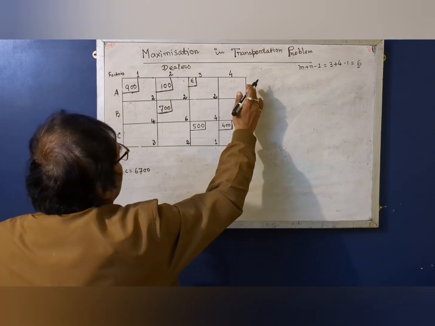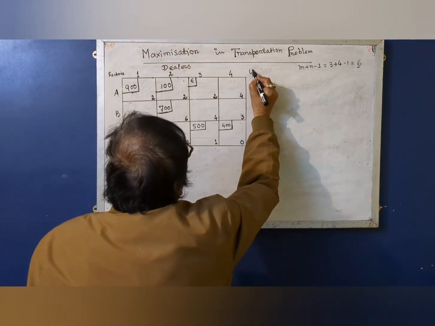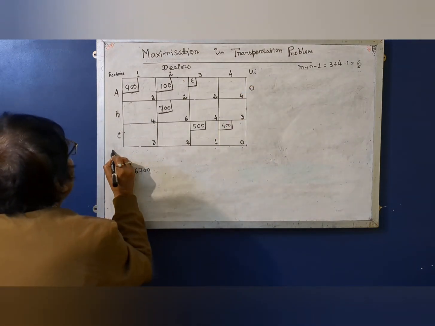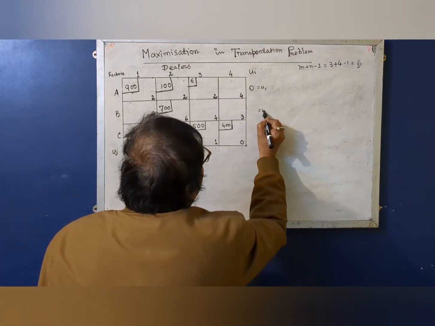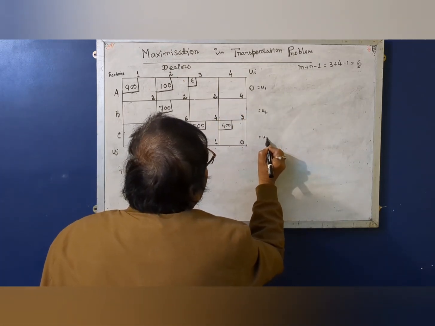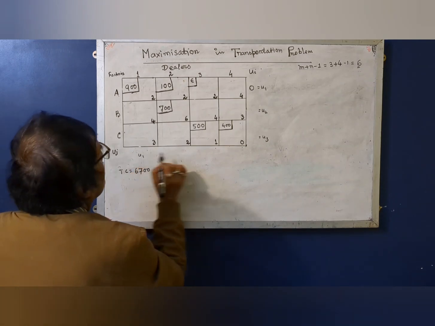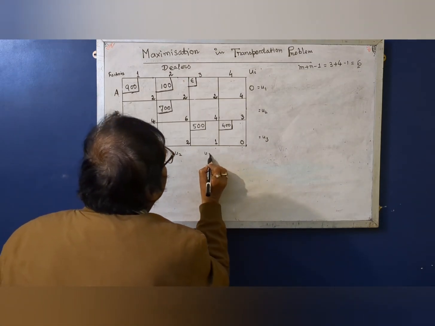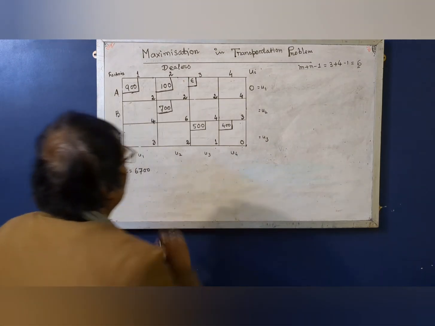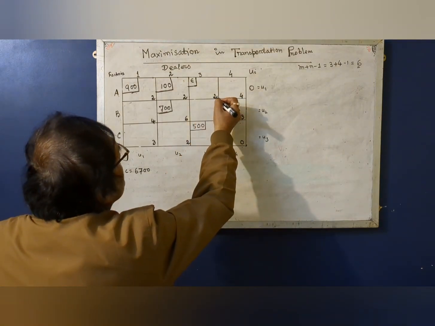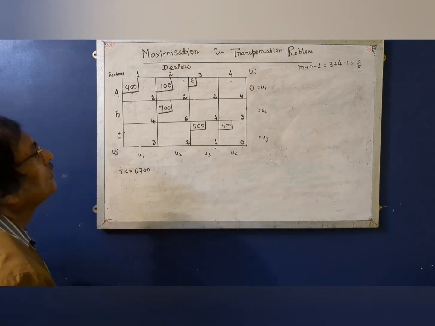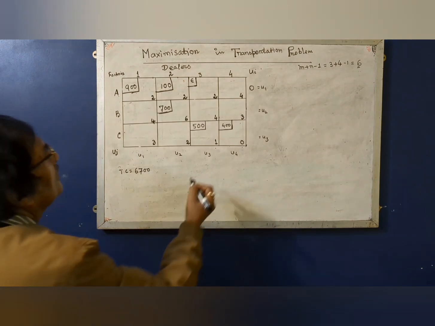Now 0, this is actually the dual variables ui and vj. Ui means u1, u2 and u3, and vj means v1, v2, v3 and v4. All these are called dual variables. The basic cell's cost is to be divided into 2 values, that is u and v. That is called dual variables.